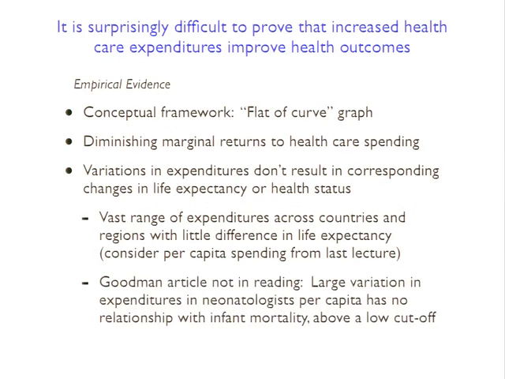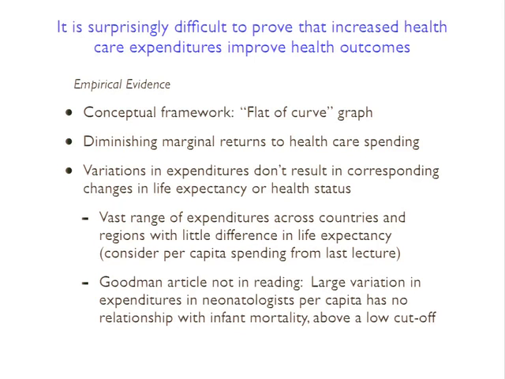There's also a bunch of articles I'll refer to that aren't in the reading, because I don't want to have a million articles in the reading. One of them is this article by Goodman, which shows that large variation in expenditures on neonatologists per capita has basically no relationship with infant mortality above a low cutoff. So the idea here is that we now have very expensive and intensive ways to try to save babies who are born below the optimal birth weight. And so it's possible to spend a lot of money on trying to reduce infant mortality.